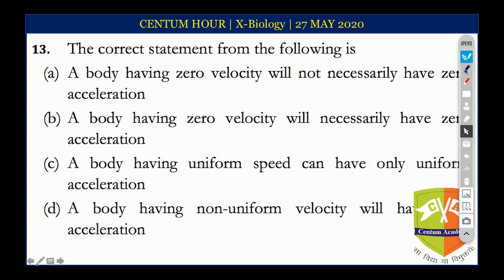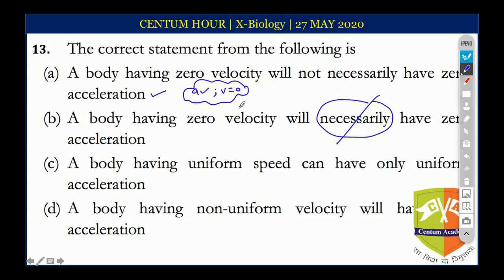Why will a body having zero velocity not necessarily have zero acceleration? Because it might be starting. At the time of starting, the acceleration is there, the velocity is zero. All other things are bluntly wrong. Option B says a body having zero velocity will necessarily have zero acceleration. This word necessarily is wrong, because that contradicts our first statement. Sir, but it has to have zero acceleration, right? No, look, it is at zero velocity and it is starting, so it will have starting acceleration. In the very next instant of time, it will gain some speed with the help of the acceleration given. Got it? Very good.